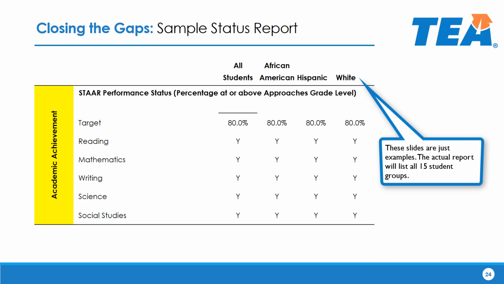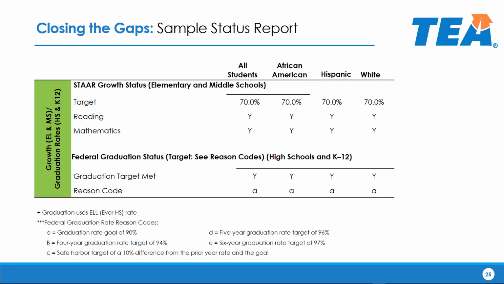The performance target will be given in the top row of the report, and for each subject and student group, there will be a Y if the performance measure was met and an N if it wasn't. The targets shown on this slide and the following slides are actually straight out of Texas's ESSA state plan. So it's the same for growth.